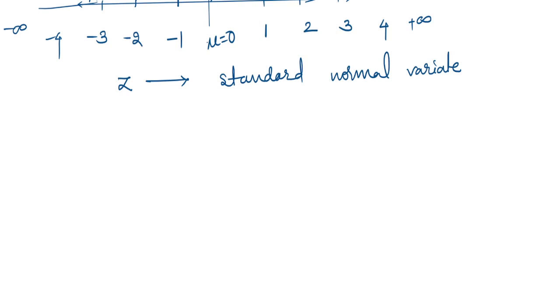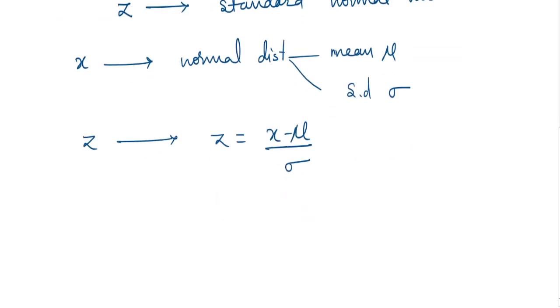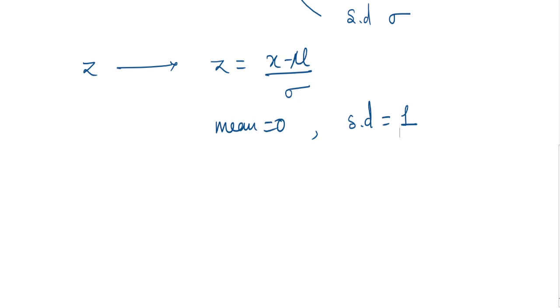So if a random variable x follows a normal distribution with mean mu and standard deviation sigma, then the variable z is defined as z is equal to x minus mu upon sigma, which has a standard distribution, that is standard normal distribution. Mean is equal to 0 and standard deviation is equal to 1. So this is also referred to as z score.